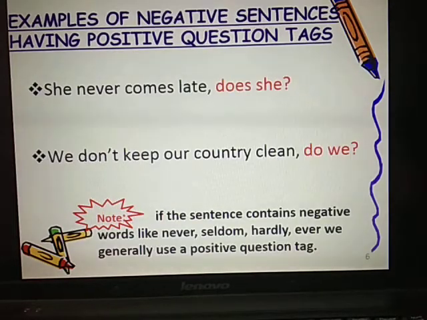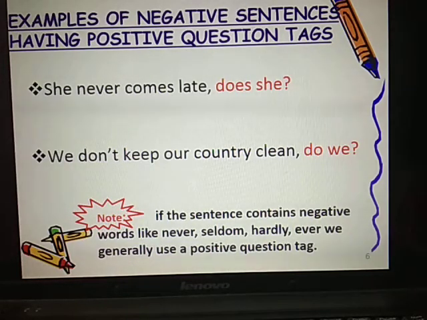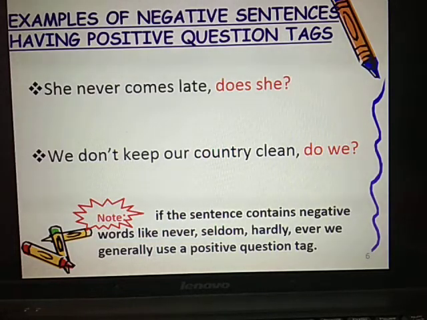Examples of negative sentences. Now we will see how a negative sentence will have a positive question tag. She never comes late. Now this is something negative. Does she? Does, because she is the third person. So for the third person, which form of the verb do do we always use? Does. So does she? We don't keep our country clean. Don't means do not. So here we make do not as positive do we. So do not has become do, and never has become does, because she is the third person, so we have used does she because we are referring to the third person she.